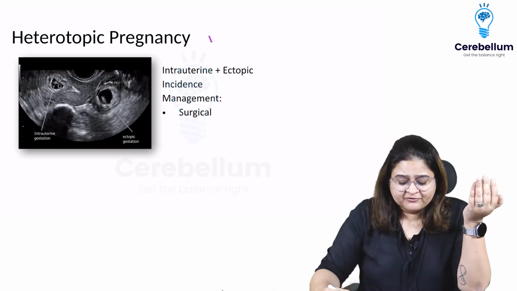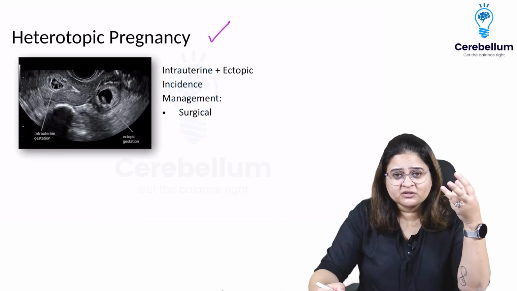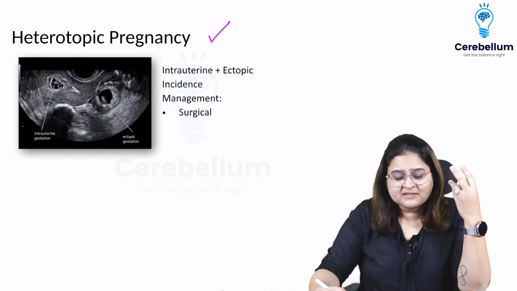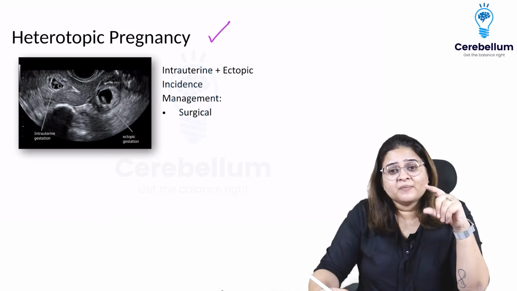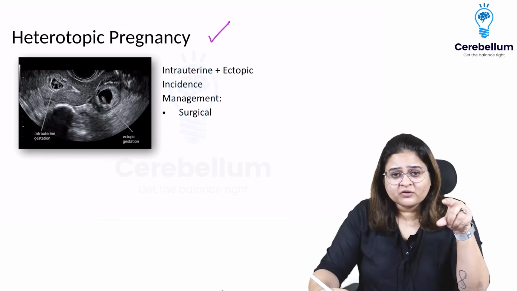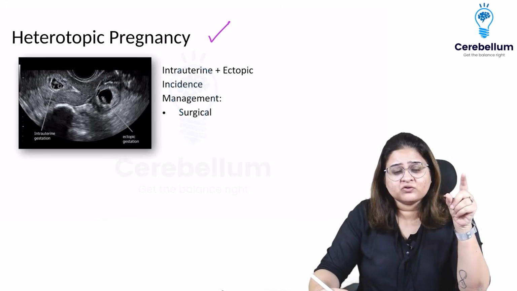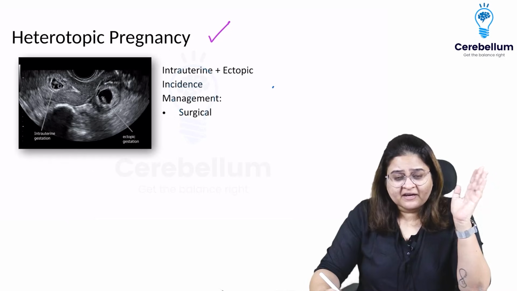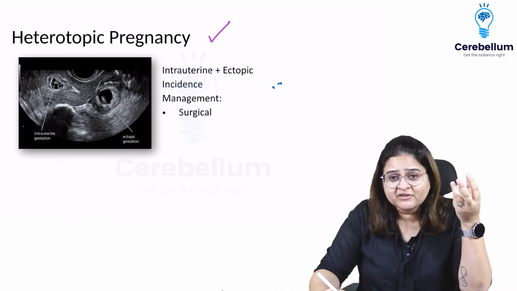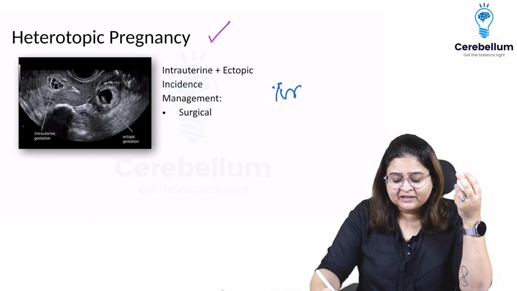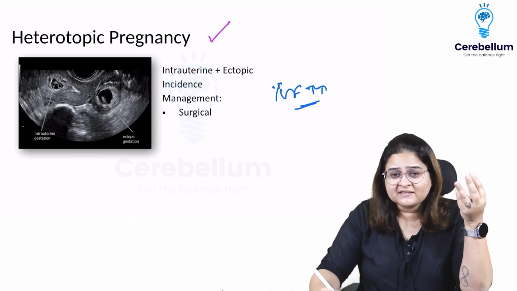A very favorite question and a potential thing that can be asked is what is heterotopic? Heterotopic means an intrauterine plus an extrauterine. So intrauterine pregnancy plus ectopic pregnancy is heterotopic. What is the incidence? Very rare. It used to be very rare, 1 in 30,000 pregnancies, but now because of IVF, it is becoming increasingly common. So IVF is increasing the incidence.